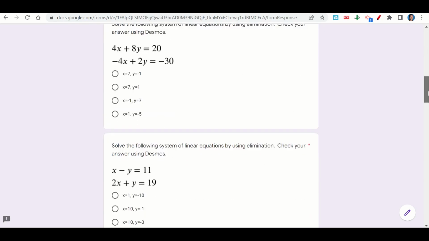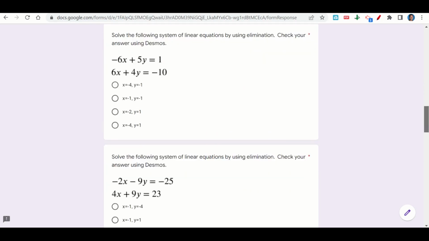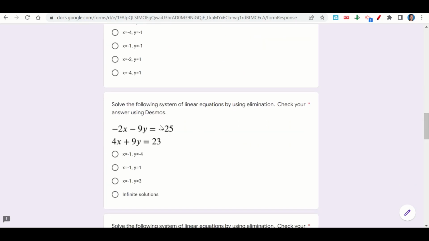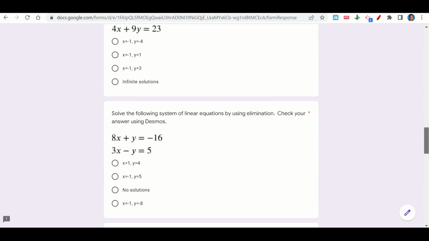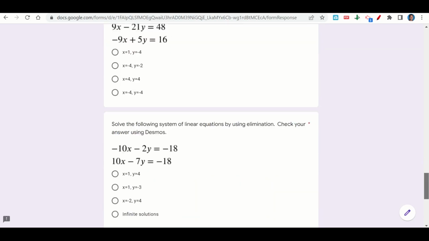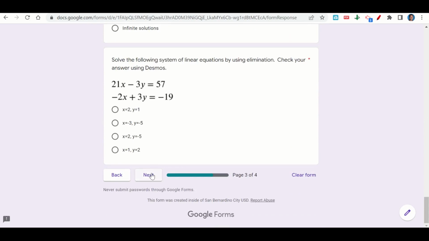So we'll do that for each of these. We'll answer each of the questions, and all of them should already have opposite coefficients, so that's okay. You'll just go ahead and work through each of these questions until you get to the end. Once you get to the end, you'll click Next. This will take you to your Before You Go. Go ahead and fill out your Before You Go, and then submit your work on Google Classroom.